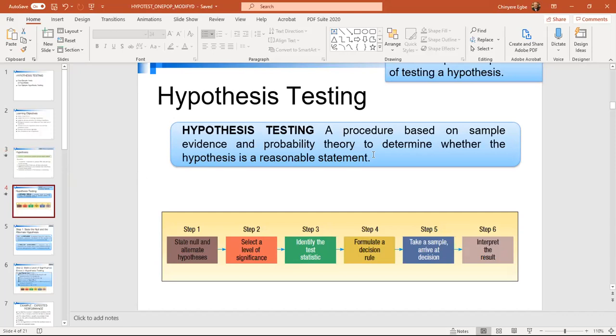Then you identify what is called the test statistic, which uses the normal distribution that we discussed last week. You identify a test statistic, and we're going to do that along the way. Then you formulate a decision rule. That decision rule we will also illustrate in this example. And then based on the decision rule, you arrive at a decision and then interpret the results. Again, we're going to do an illustration to show this.